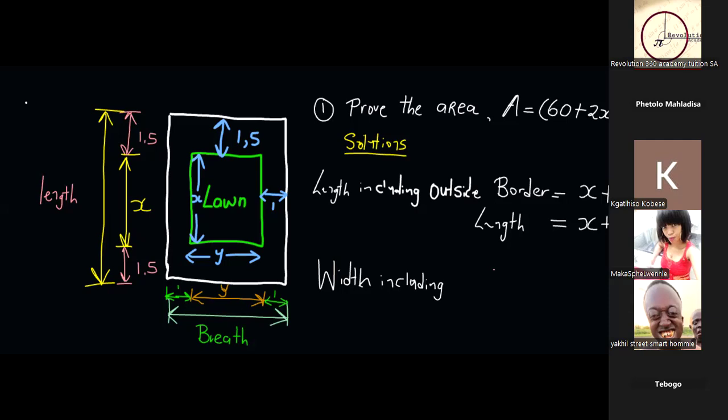So the width including the outside border. Any question, guys? So that width, I'm gonna abbreviate it as W. Okay, the width is gonna be W.